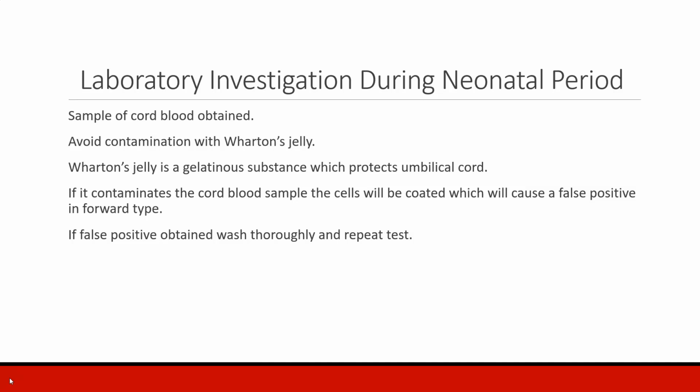with Wharton's jelly. If a false positive is obtained, the Wharton's jelly is water soluble. So what you would do, what I did was I labeled my tubes for my forward type. I put a drop in each tube and I washed that 3 times. And then I added my anti-A, anti-B, and so on. And so this is a problem that's easily resolved. How you know it's occurring is because of that false positive in the forward type, your D control being positive.